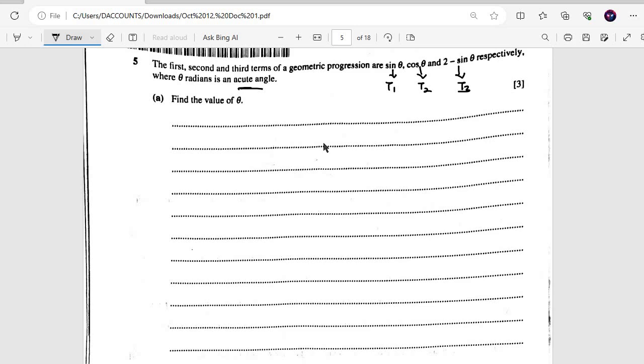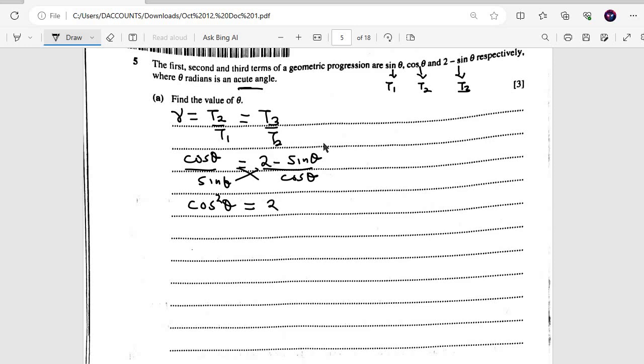Remember, for a geometric progression, the common ratio is always T2 over T1, which must be the same thing as T3 over T2. So cos theta over sine theta must be the same thing as 2 minus sine theta over cos theta. Now from here, when you cross multiply, cos squared theta equals 2 sine theta minus sine squared theta.